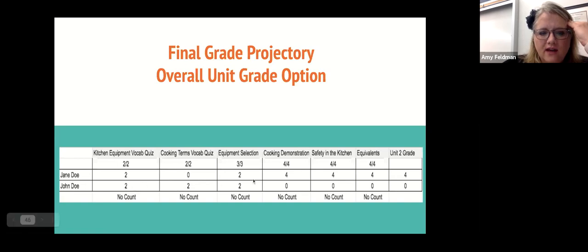Now, John, on the other hand, was absent when we did all of our cooking, and he never came back to try and do it, or he didn't work on anything at home, and he didn't go teach anybody or anything. So he got 0s on these level 4 things. He got vocab correct, but vocab is level 2. So he cannot get a level 4.